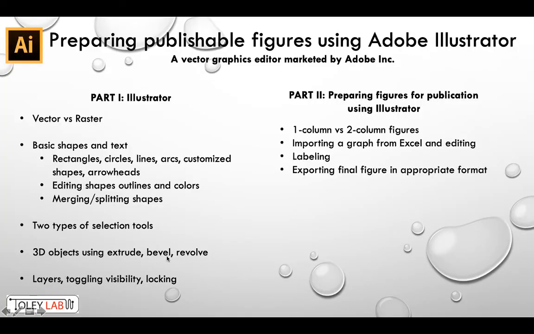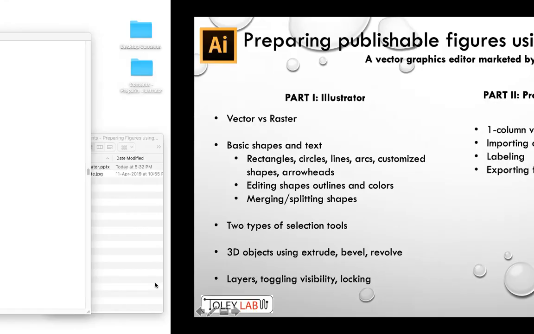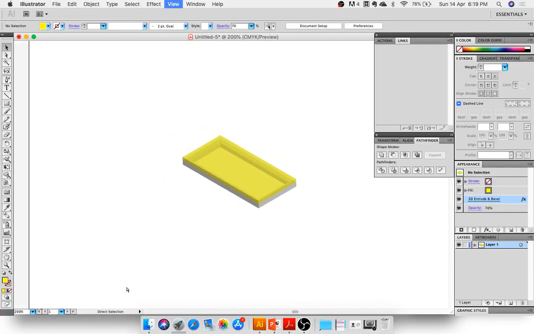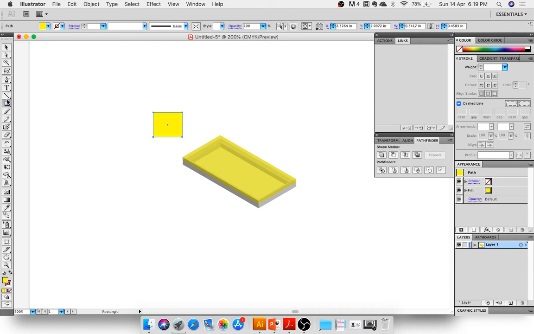So we went through extrude, bevel and revolve. Last thing we'll look at real quick in this is the concept of layers and toggling visibility and locking. Okay, so let's put some random objects on this canvas.